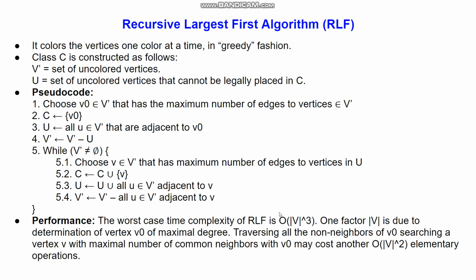Okay, now coming to the performance of this RLF algorithm, it turns out to be order of n cube, and one of the factors of n is due to this step, which is finding the highest degree node in the graph. And traversing all the non-neighbors of that particular chosen node and searching for a vertex v with the maximum number of common neighbors with v naught is actually costing us order of n square elementary operations. That's why the total time complexity is order of n cube.